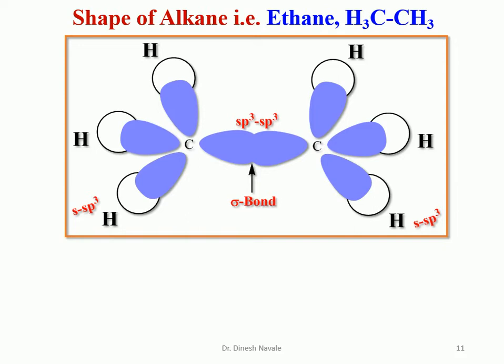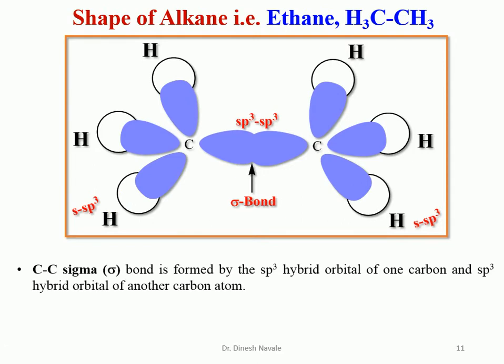All 6 CH bonds. So there are a total of 1, 2, 3, 4, 5, 6 CH bonds. All 6 CH bonds will be formed by the sp3 hybridized orbital of the carbon and the s orbital of the hydrogen atom.